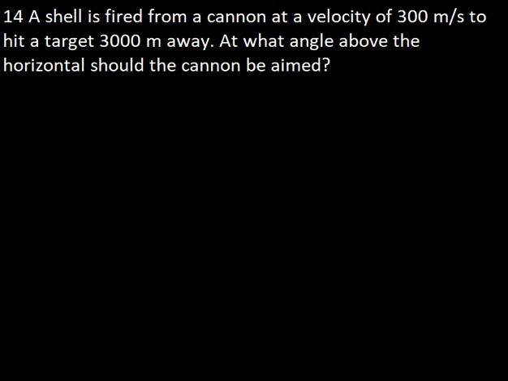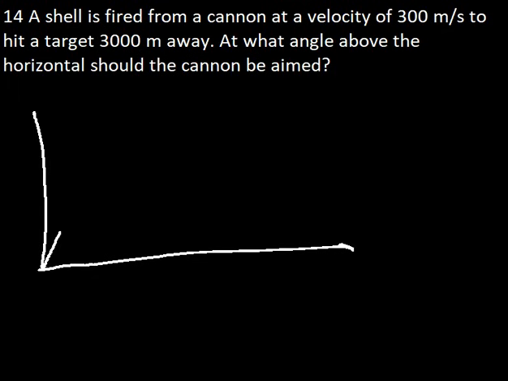So now let's consider this kind of question. A shell is fired from a cannon at a velocity of 300 meters per second to hit a target 3,000 meters away. Now what you have to understand is, at what angle above the horizontal should the cannon be aimed? So this is a typical ground up back to ground.